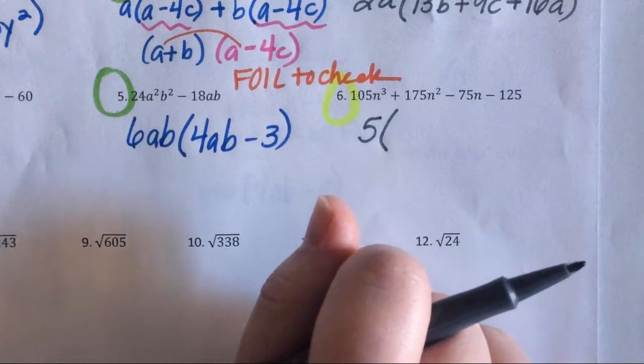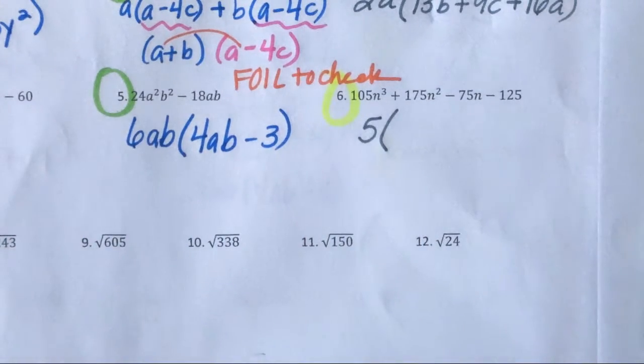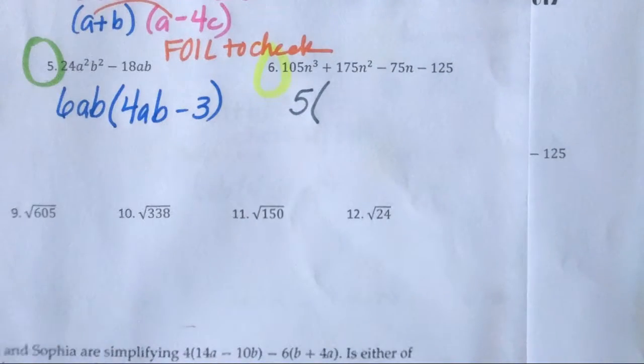Okay, moving on. 105 divided by 5 is what? Can someone help me factor from here and get your group the point?